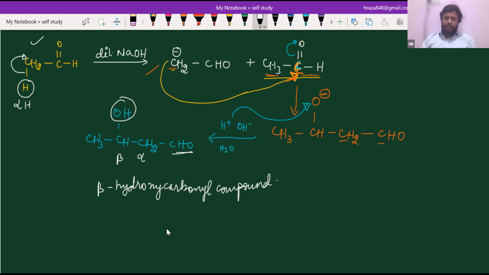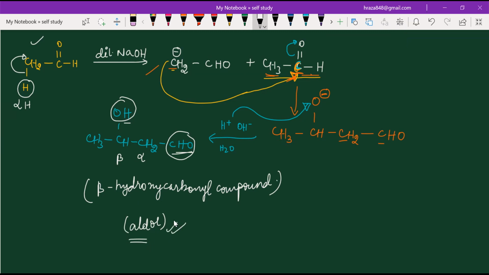Is that clear, everyone? And you can also write it, as you can see, there is an aldehyde, so we can write ald, and an alcohol is there, so this is aldo. Ald is for aldehyde, and ol is for alcohol. So this is the aldol reaction. Is that clear? Yes, sir. Understood.